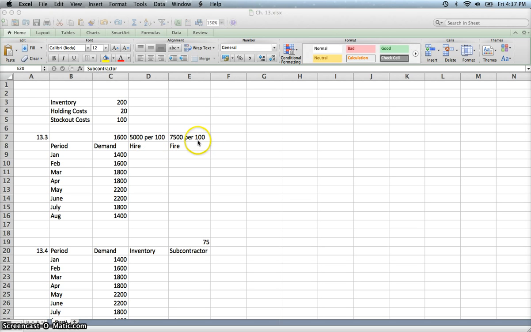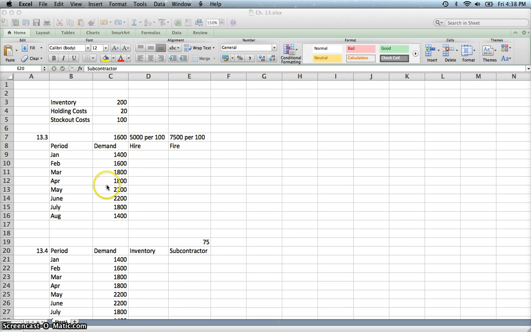If we reduce production, for every 100 reduction in units, it costs us $7,500 in laying off employees. And so these costs have been associated with the actual production. Now we know that in December we were at a production level of 1,600.